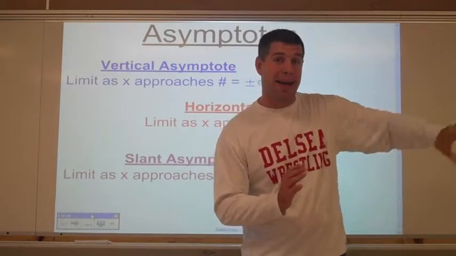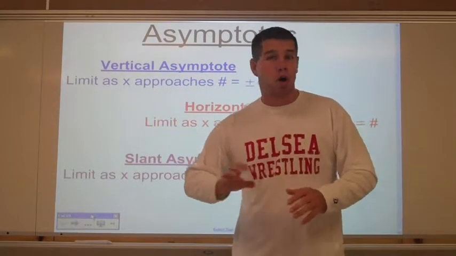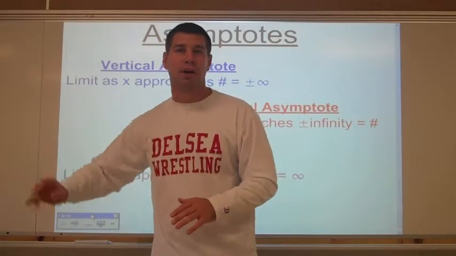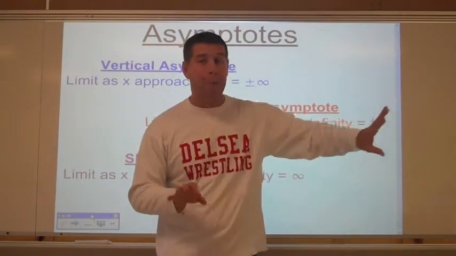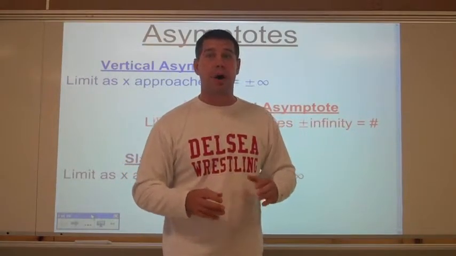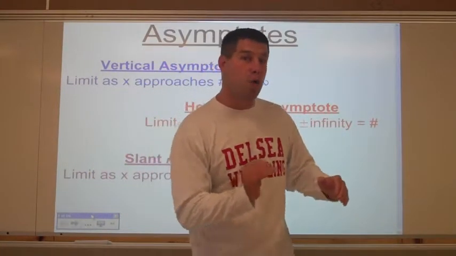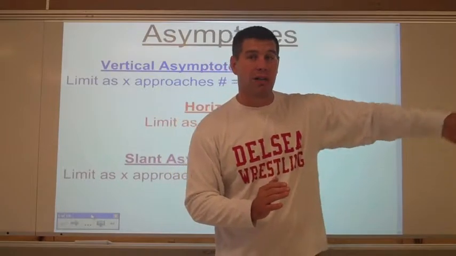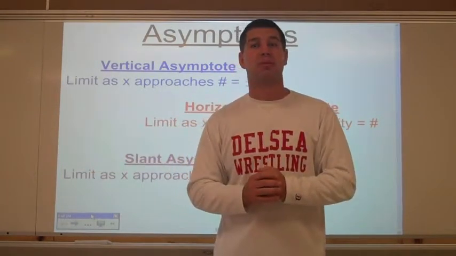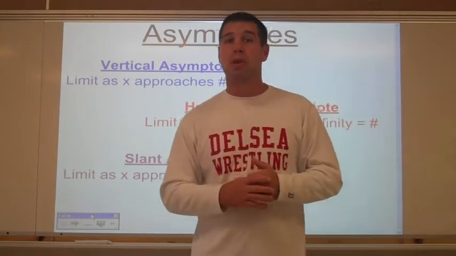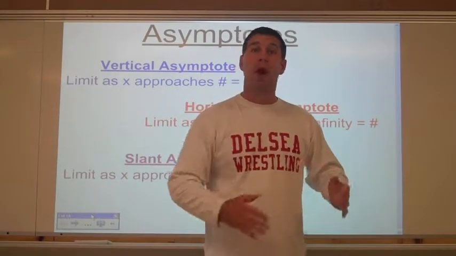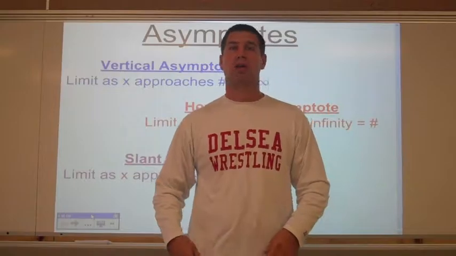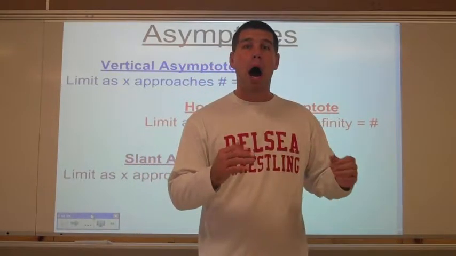Either as x is really big, as x goes to positive infinity, or as x goes to negative infinity, as you get really, really small. What happens in the middle of the graph doesn't matter. It's what happens at the end that matters when we talk about horizontal asymptotes. What does the function want to be as x gets really, really big or as x gets really, really small? With vertical asymptotes, you would write the equation of the asymptote as x equals that number. Well, with horizontal asymptotes, we're going to write the equation of the asymptote as y equals the number.